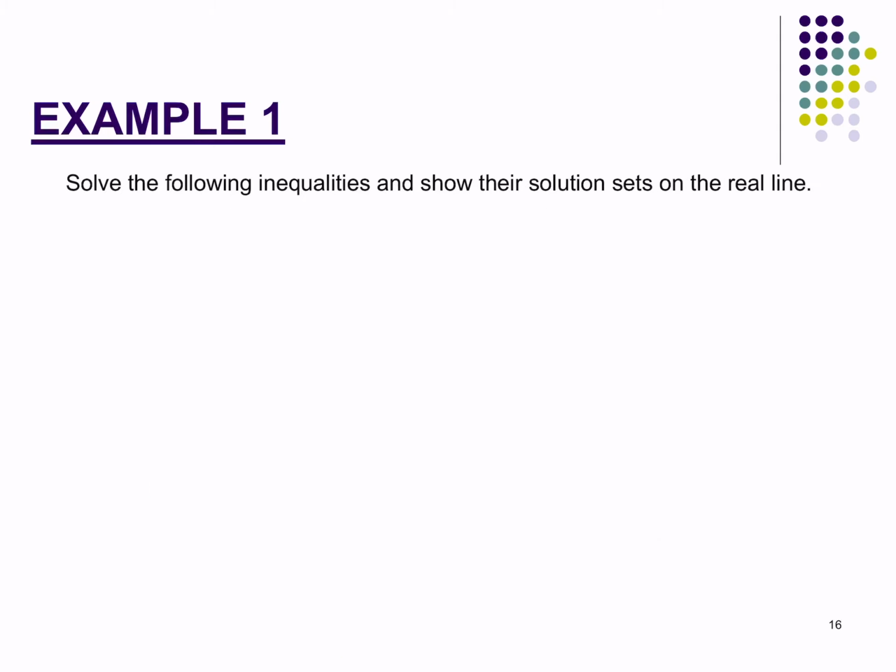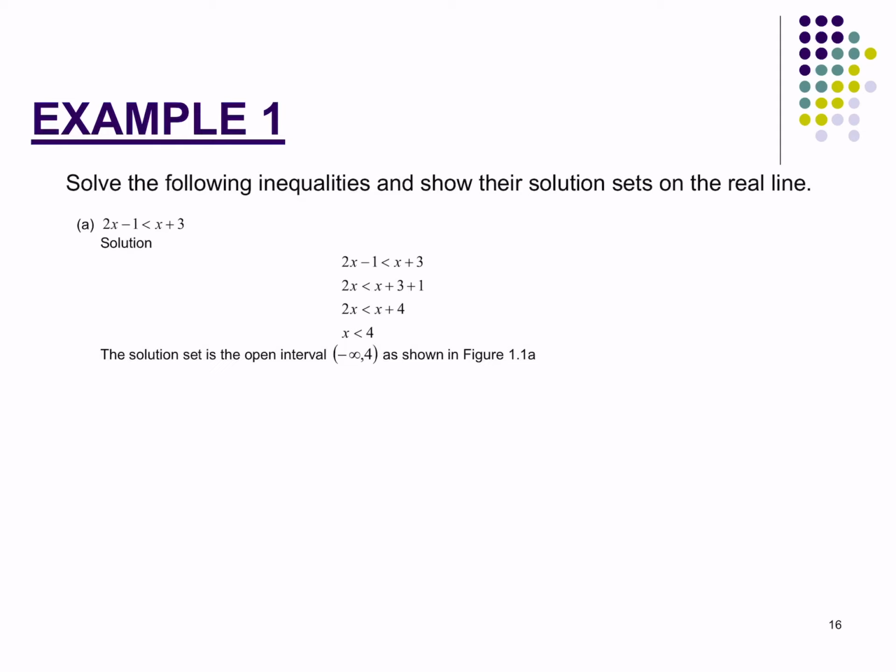Right, next example. I ask you to solve the following inequality and show the solution sets on the real line. The first one, in part A, 2x minus 1 less than x plus 3. So you have to solve for the value of x, and after you know the value of x, you have to draw the solution set on your real line. Here you will start with 2x less than x plus 3 plus 1. So basically, you move minus 1 to that side, and then you add 3 plus 1, it becomes 4.